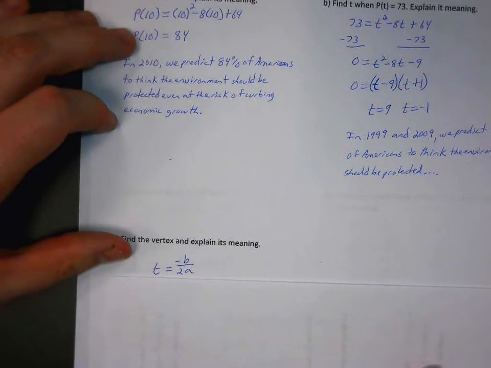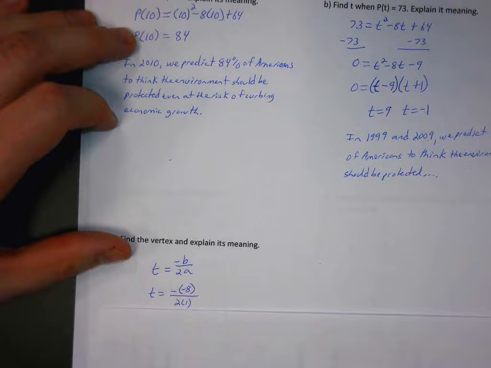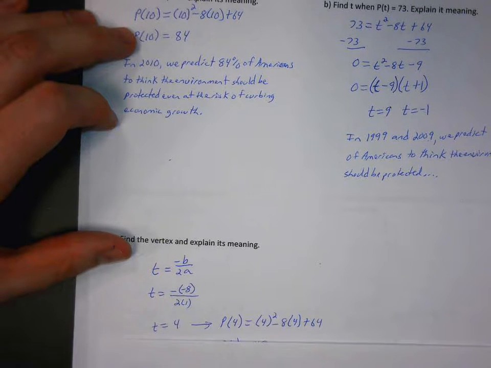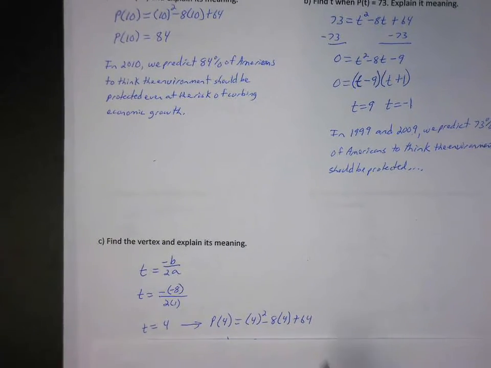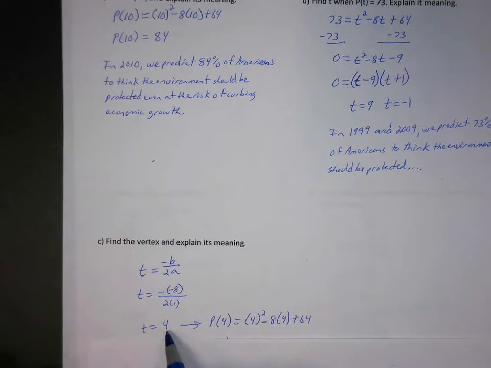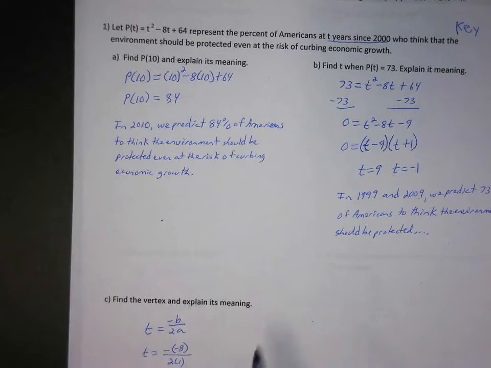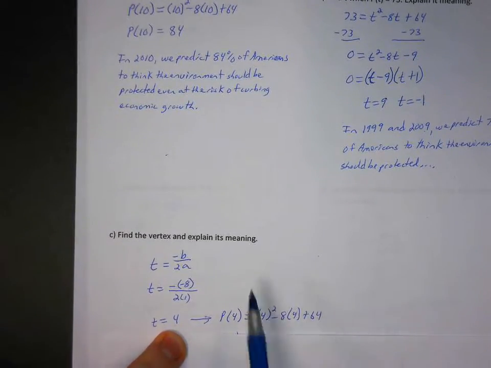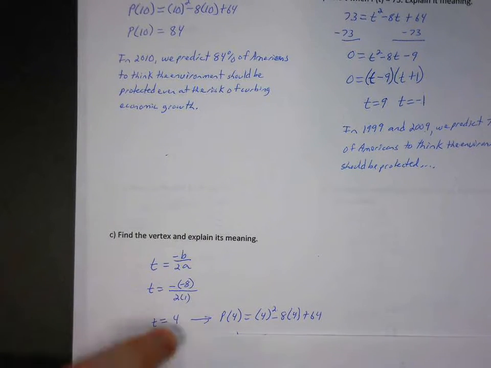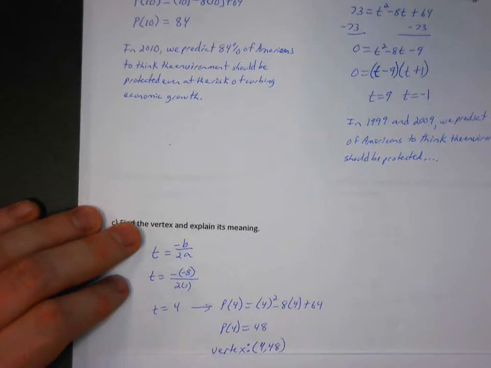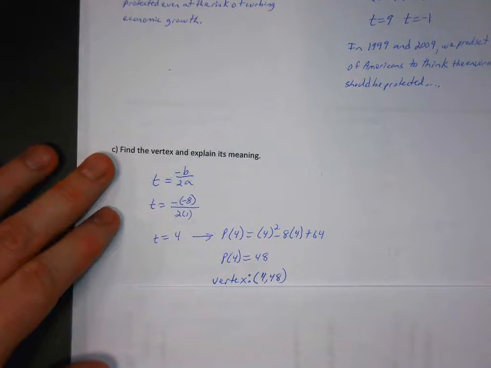So negative b over 2a will be negative negative 8 over 2 times 1, which will be 8 over 2, which is 4. So that is the axis of symmetry, t equals 4. To find the vertex, you have to substitute that value in for t. So go to your original function, which was t squared minus 8t plus 64, and you're going to substitute 4 into that. Okay, so t squared will give you 4 squared. 8 times t will give you minus 8 times 4 plus 64. Okay, so the vertex will be at 4, 48.